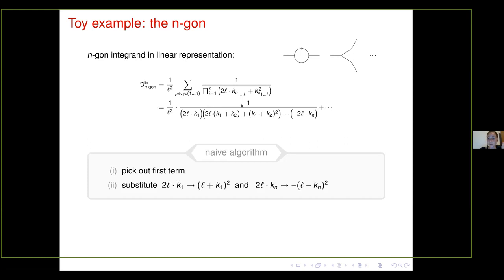Now, if you know, which we usually don't, that this has an origin in terms of quadratic propagators, you could think of a very naive algorithm that you could try. Something like picking out the first term and then just substituting all the linear propagators that you see in a convenient way by quadratic ones. One way to do it is putting 2L.K1 to L plus K1 square and 2L.Kn to minus L minus Kn square. This clearly does the job.